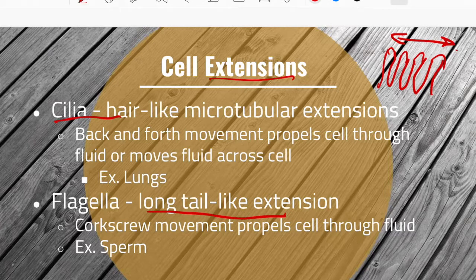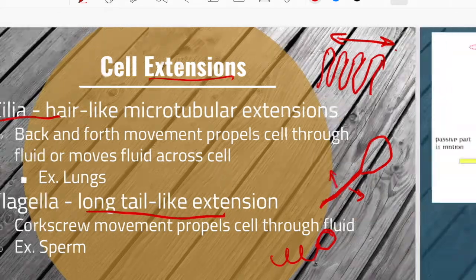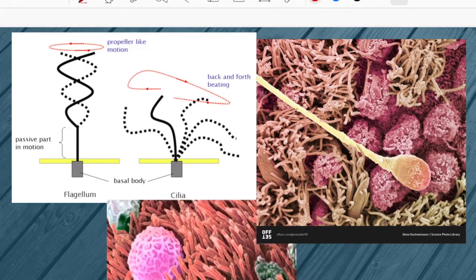Flagella is a long tail-like extension. We do have flagella within sperm. So that little flagella will move back and forth like a whip. Some flagella can also corkscrew, have a corkscrew motion. But it helps to propel the cells through fluid. So here's your cilia as a back and forth, and this is your corkscrew motion of your sperm.